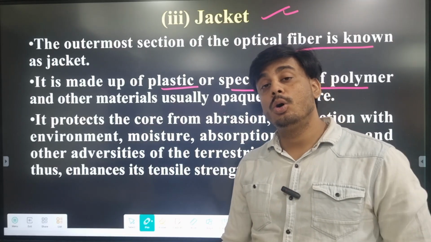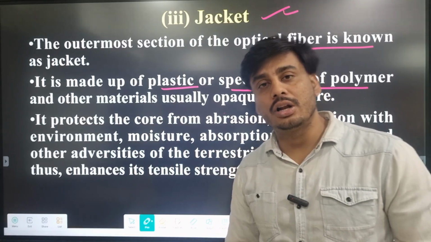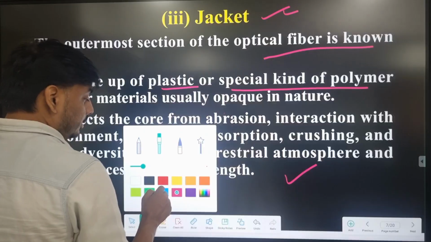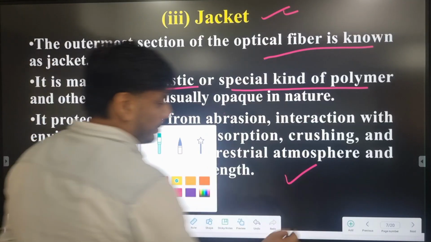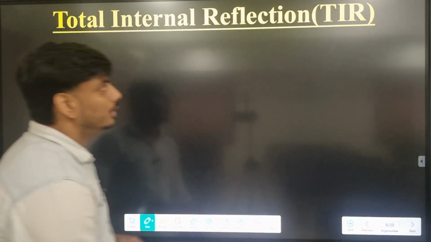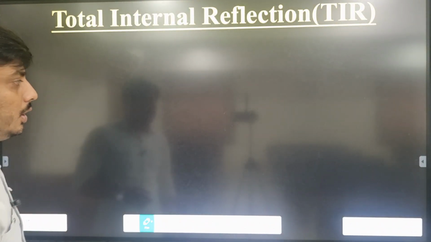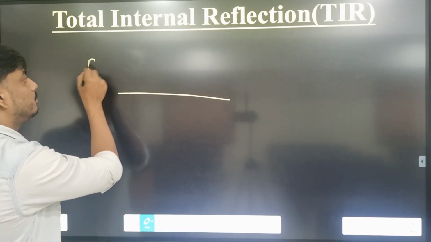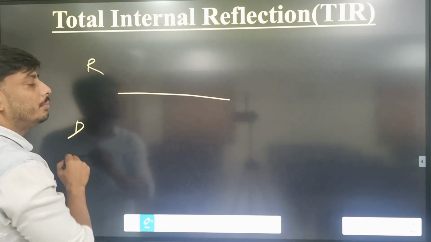Optical fiber always works on the principle of total internal reflection. So let me slightly introduce total internal reflection. This will be just like a revision for you. Total internal reflection means when a ray of light travels from an optically denser medium to an optically rarer medium.